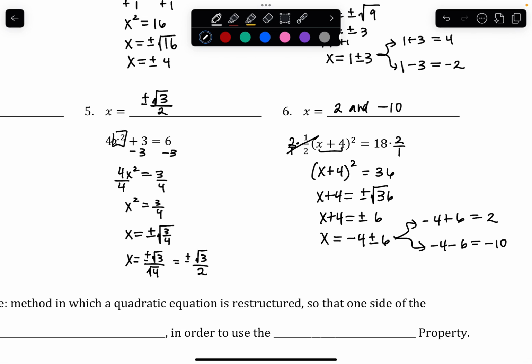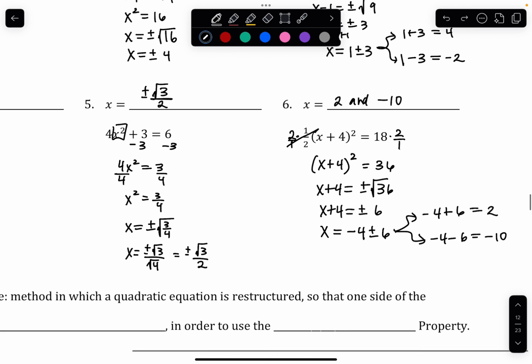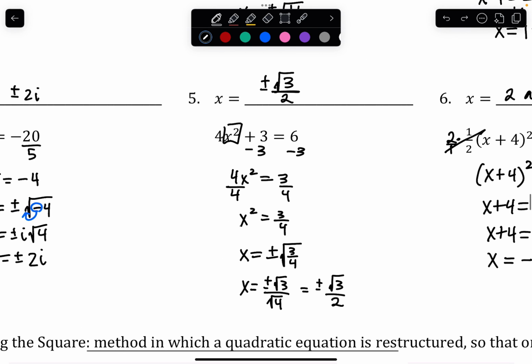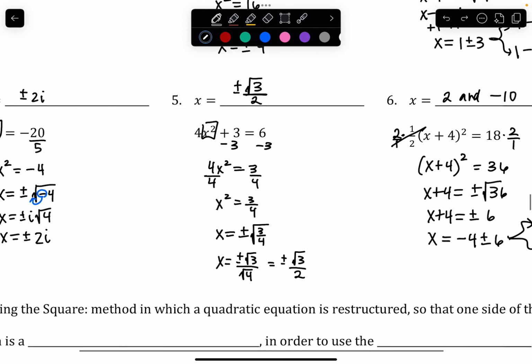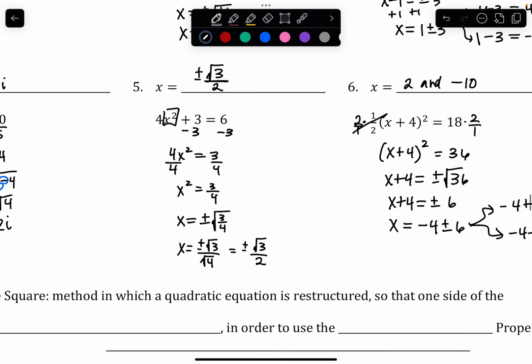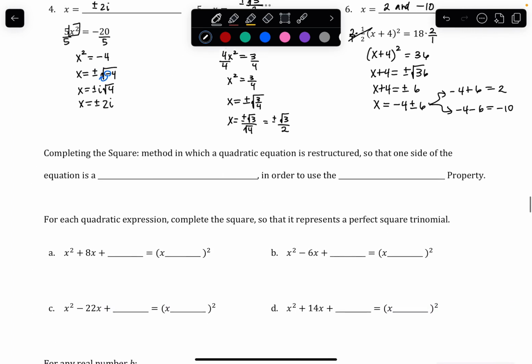Okay, and so anytime you have a plus or minus number inside the square, you're going to end up with two different numbers, whereas if you just have x being squared, that's when you have your plus or minus expression. Okay, and so that's how you use the square root property to solve quadratic equations.